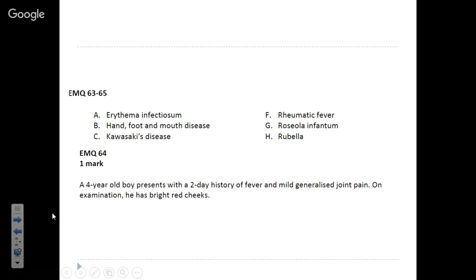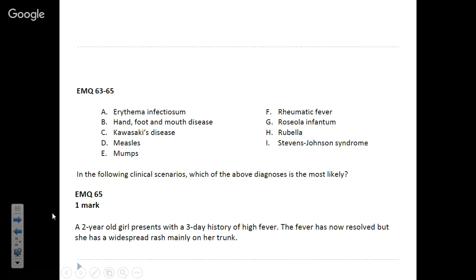A 4-year-old boy presents with a 2-day history of fever and mild generalized joint pain. Examination shows bright red cheeks. Yep, so bright red cheeks, slapped cheek, erythema infectiosum. Good stuff. A 2-year-old girl presents with a 3-day history of high fever. The fever has now resolved, but she now has a widespread rash mainly on her trunk. G, yep, roseola infantum. So remembering that story of the rash appearing as the fever subsides, that's a very important clinical story to remember.